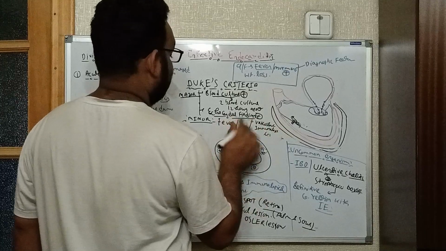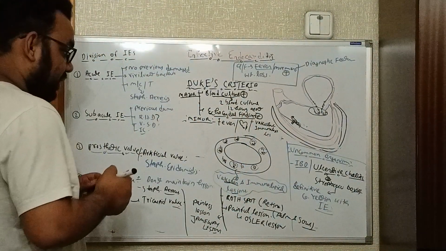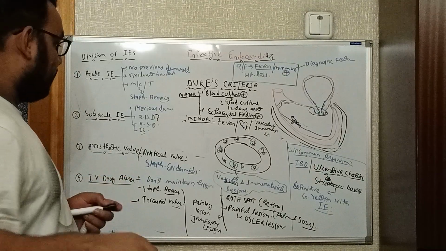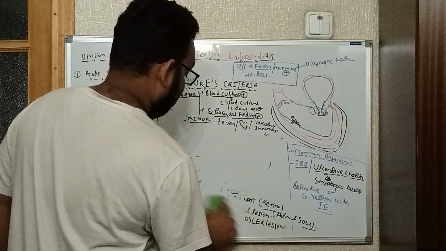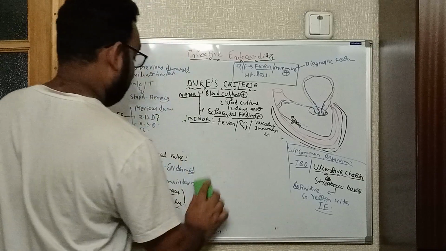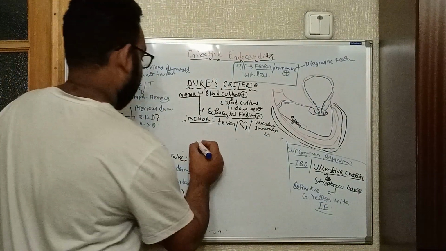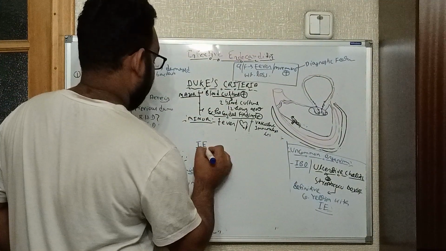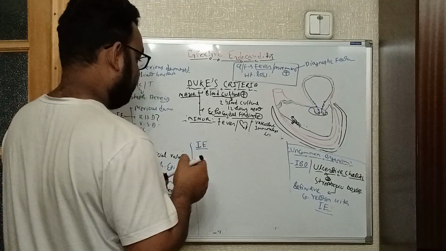So these are the minor criteria, these 3, and the first one I said over here, this is the Duke's major criteria. Now friends, I'll talk about a very important thing. There are differences between infective endocarditis and rheumatic heart disease. What is the main difference between infective endocarditis and rheumatic heart disease? Let me write it here: infective endocarditis, and I'm writing with the black one, the rheumatic heart disease.